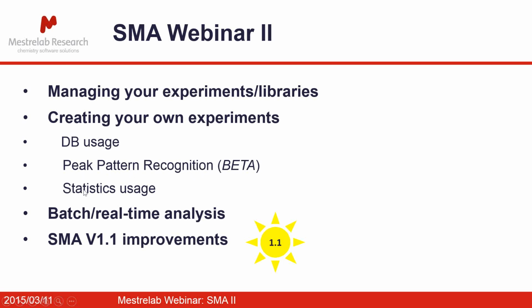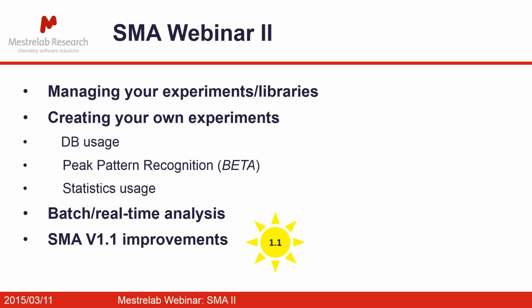I'll show you how you can use statistics as well within your analysis. So I'll also give a little demo of batch analysis. And then I'll talk a little bit about what's on the immediate horizon in terms of the upcoming version of SMA, which will be version 1.1. And this has significant improvements. I'm not going to talk a huge amount about it, but whenever you see this cherry little sun here with 1.1 in it on a slide, that means that the material that I'm discussing in that slide will be enhanced in the newer version.